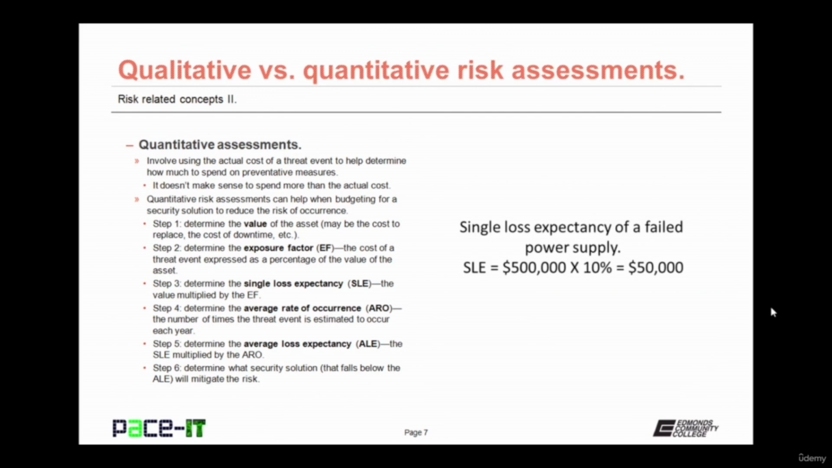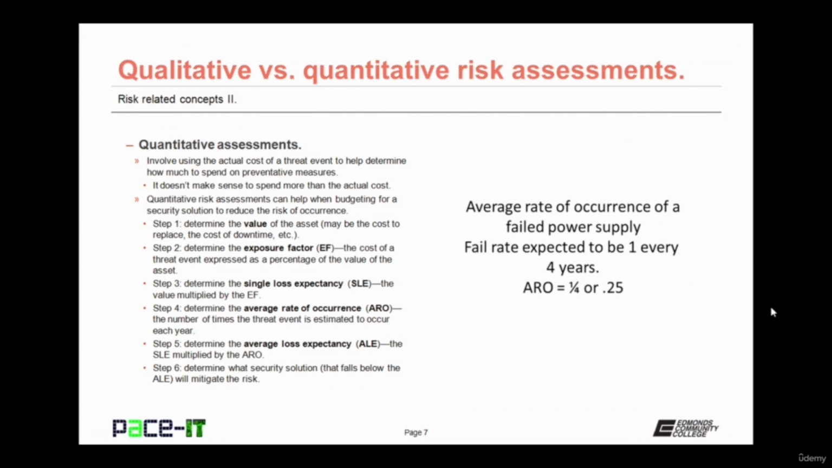Step 3 is to determine the single loss expectancy, or the SLE. The SLE is equal to the value of the asset as determined in step 1 times the exposure factor, or EF, as determined in step 2. Once you have the SLE, then you go on to step 4. Step 4 is to determine what the average rate of occurrence is. That's the number of times the threat event is estimated to occur each year.